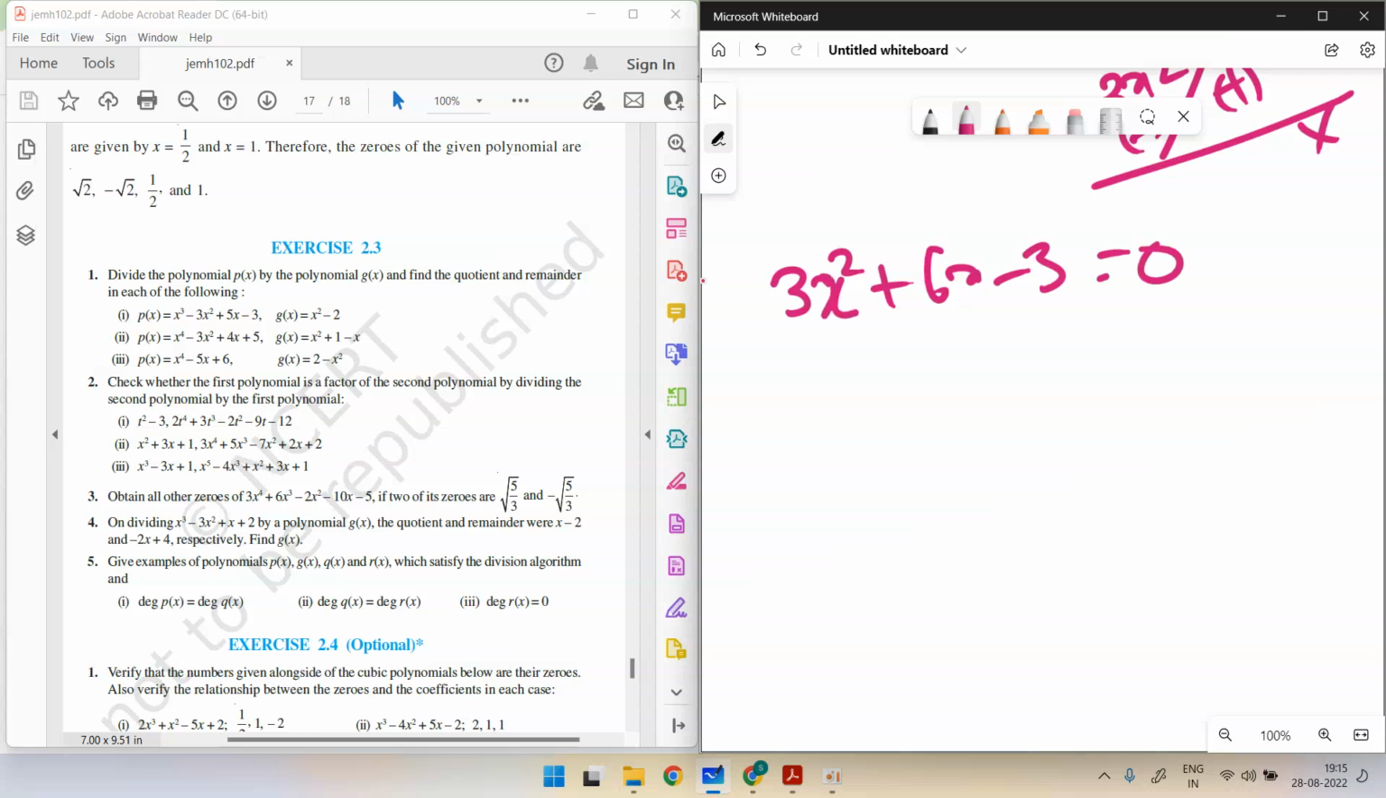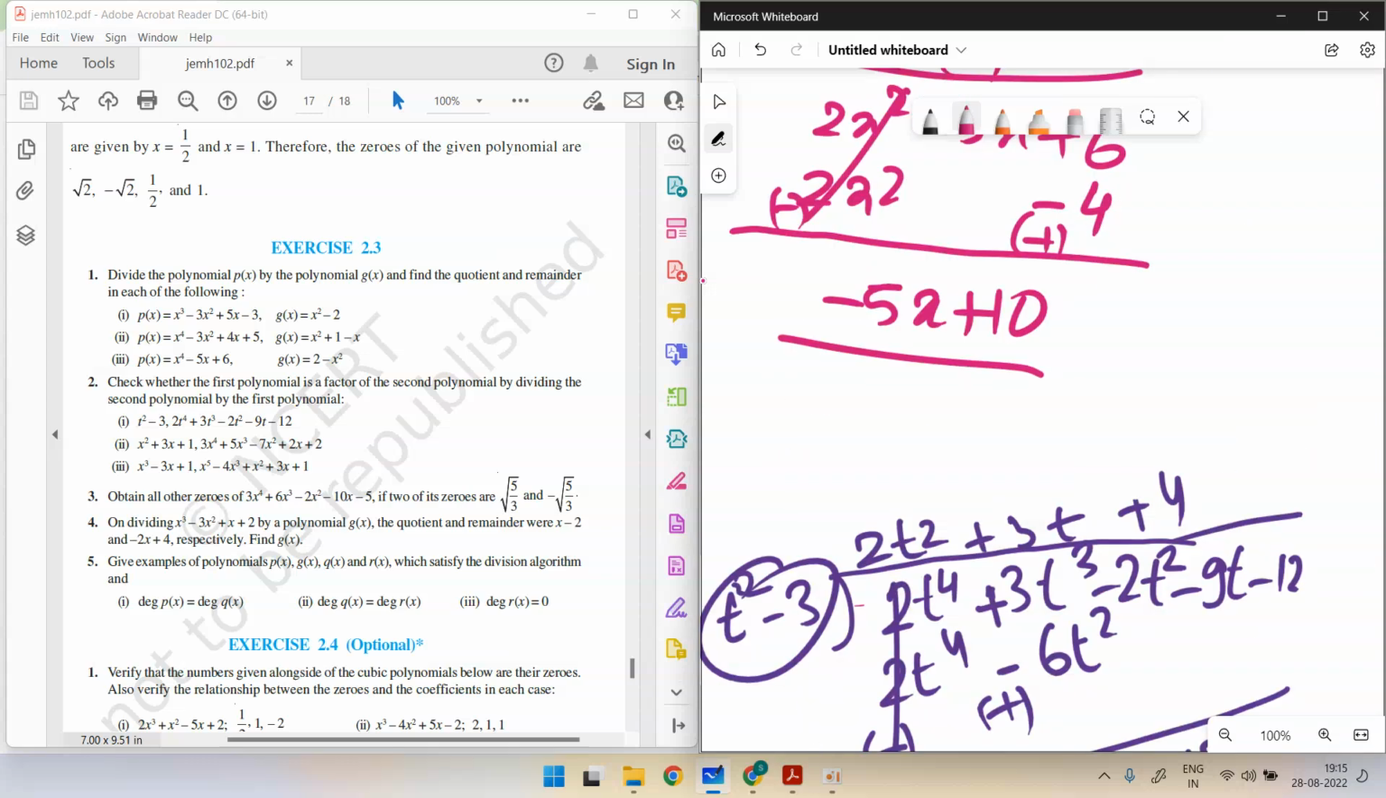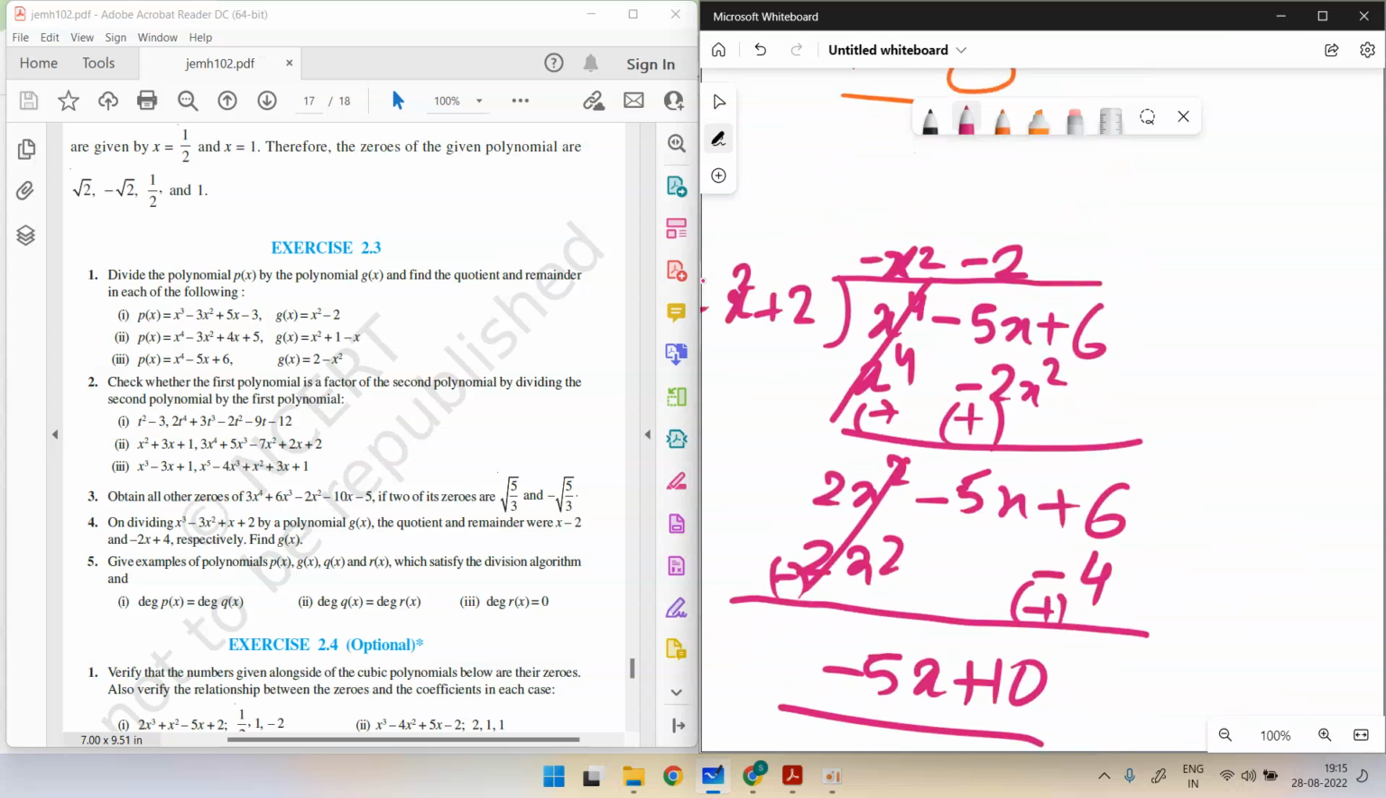Now if you put x equal to 1 here, this will become 3 plus 6 minus 3. Sorry, this is not equal to 0. And if you put x equal to minus 1, then this becomes 3 minus 6 minus 3. See, the factor.